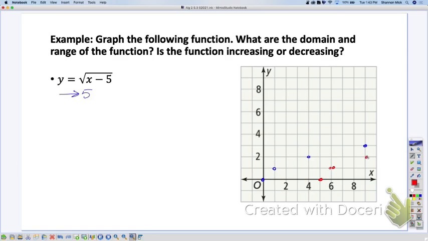Now, do I have room to do any more? No. But it's still going to have the same shape, isn't it? Is the width going to change at all? No. Is the domain going to change? Yes. Everything went where? To the right 5. So it was x greater than or equal to 0. Now it is greater than or equal to what? 5.